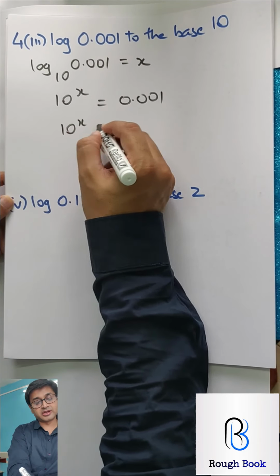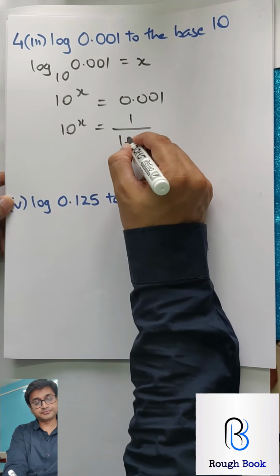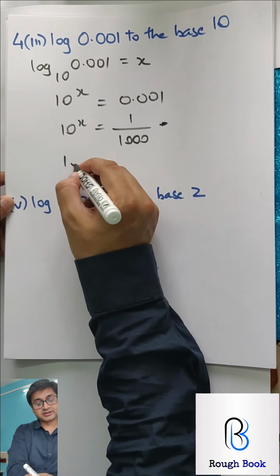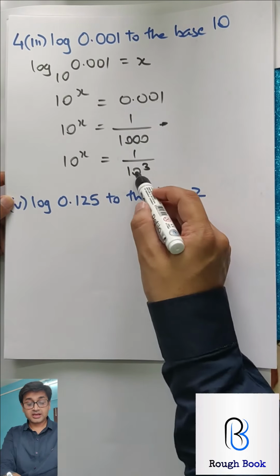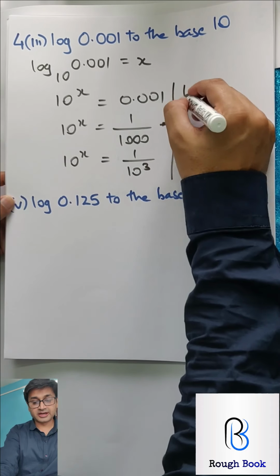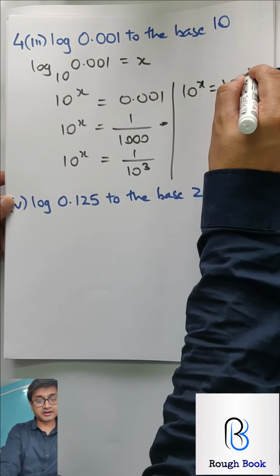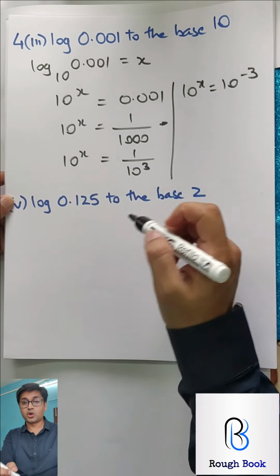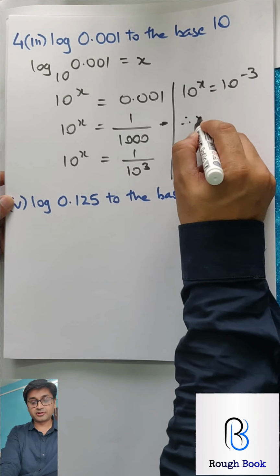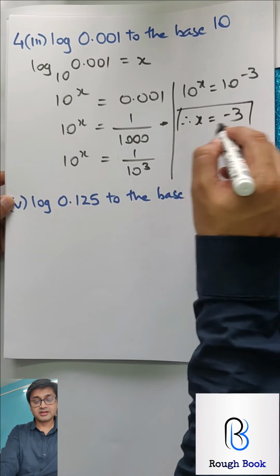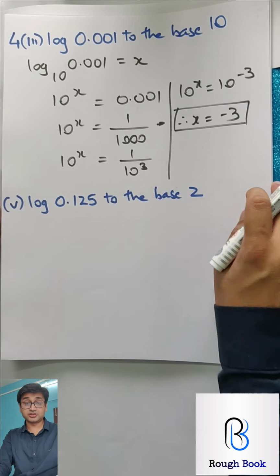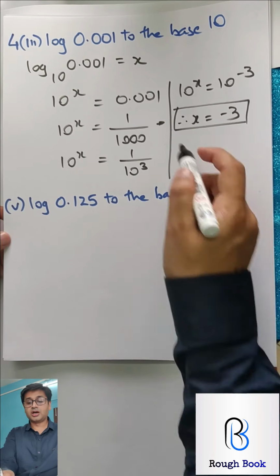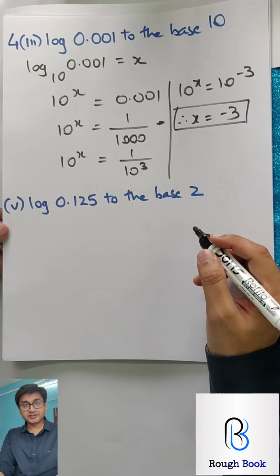So 10 raised to x, 1 by 1000. So next, 10 raised to x, 1 by 10 raised to 3. Let's get this on top. So I will get 10 raised to x, 10 raised to minus 3. This is your law of indices, and therefore x becomes minus 3. Since bases are equal, index is equal. You may not mention that reason unless your teacher insists in school. Otherwise, this is fine. Are you getting it?